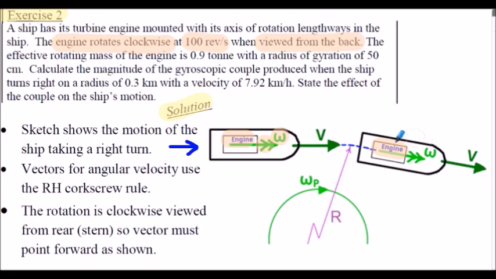After some increment of time, the ship has moved on its curved path. So notice both the linear velocity vectors and the angular velocity vectors here have changed their direction. In the question, we're also given the radius, but we will need to calculate the omega p, the precessional angular velocity.